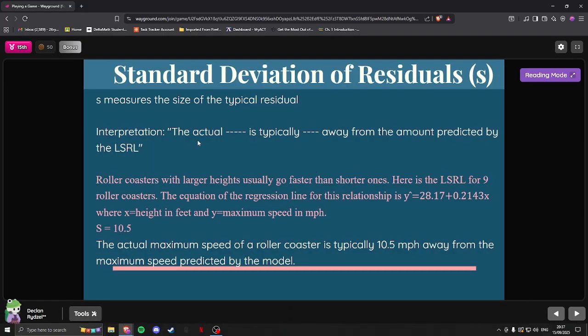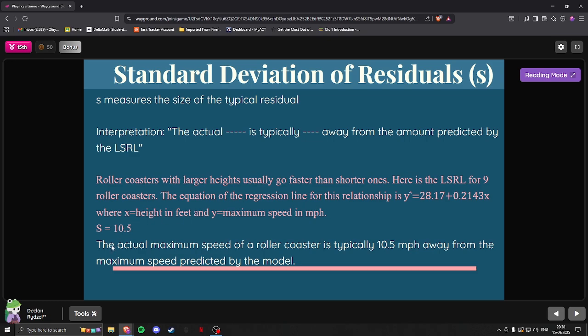Standard deviation of residuals. So this is pretty close to just standard deviation in general. So its interpretation is the actual value is typically some number away from the amount predicted by the least squares regression line. So rather than how far they are from the mean, it's how far they are away from the regression line.